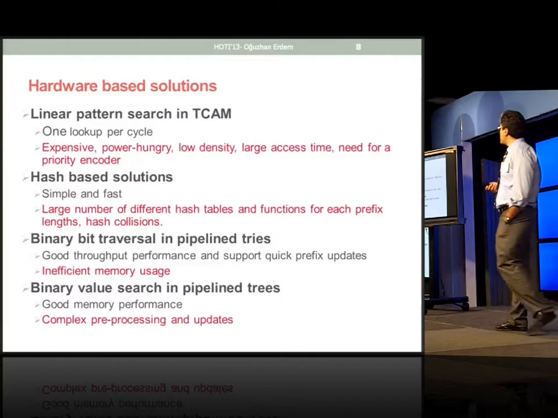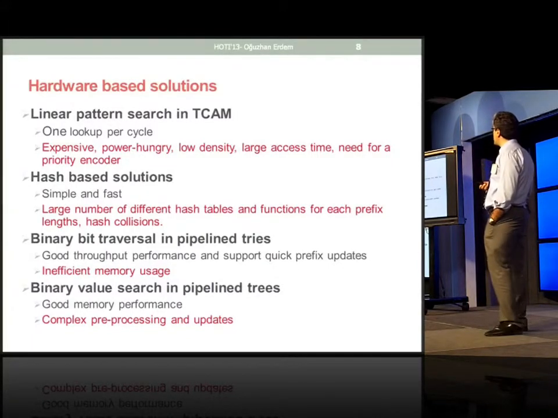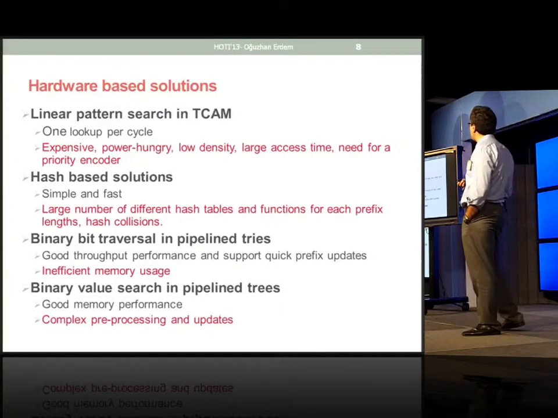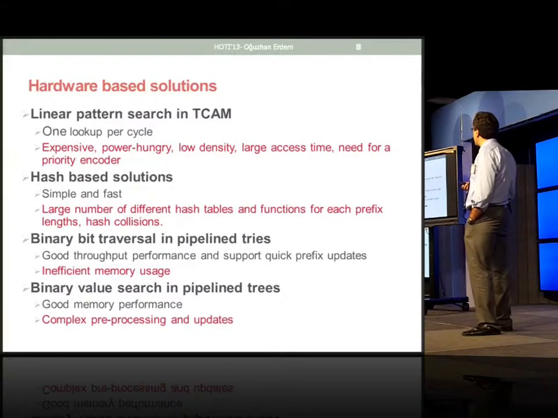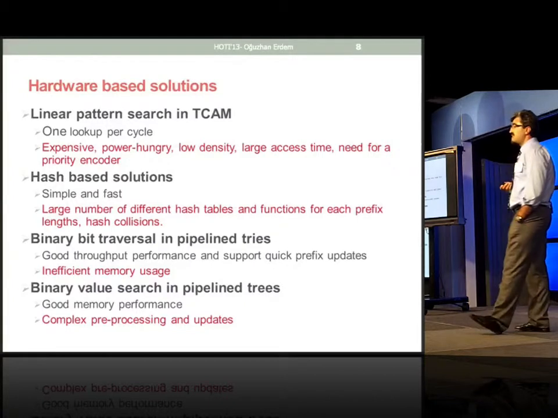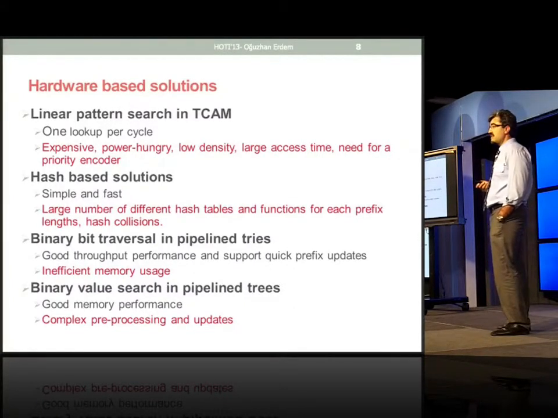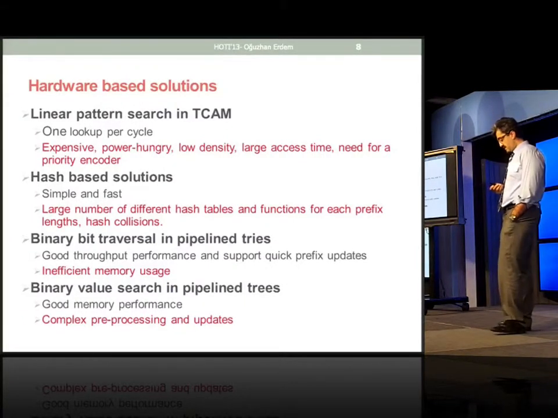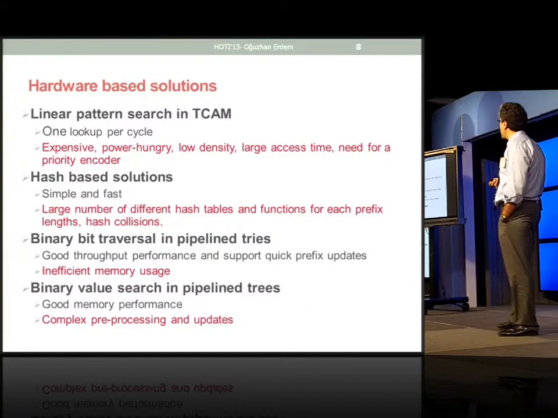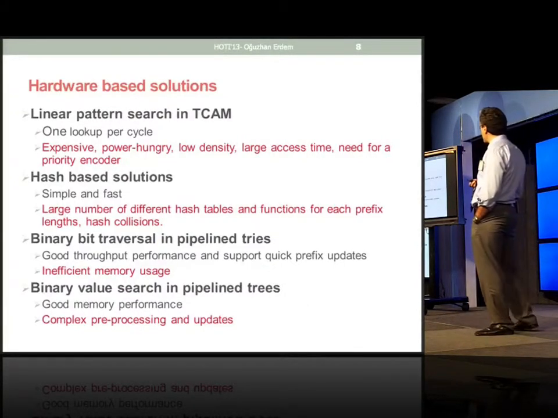The hardware-based solutions can be categorized into four. The linear pattern search in TCAM is the popular one, but they have several drawbacks. They're expensive, power-hungry, low density, they have large access time, and need a huge priority encoder. And the next group is the hash-based solutions. They are simple and fast, but a large number of different hash tables and functions are required for each prefix length. And also hash collisions are another problem.